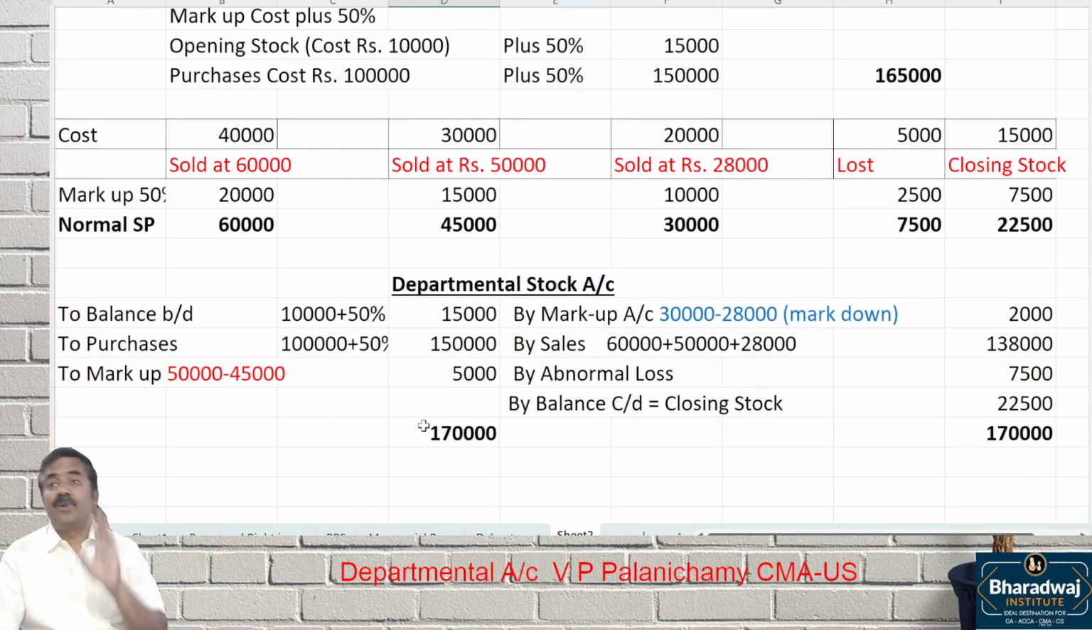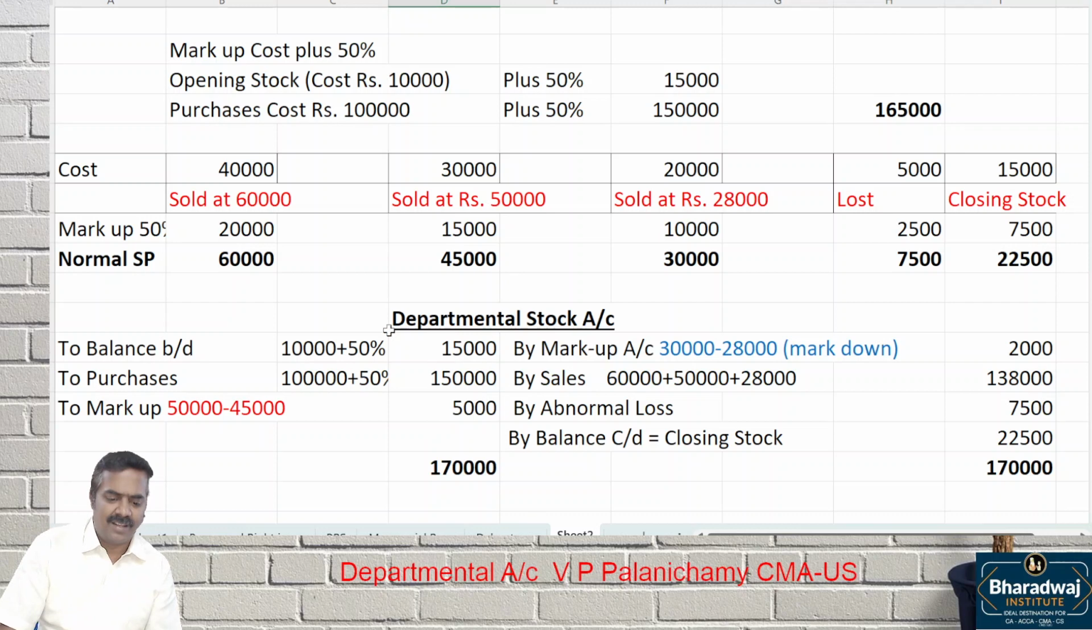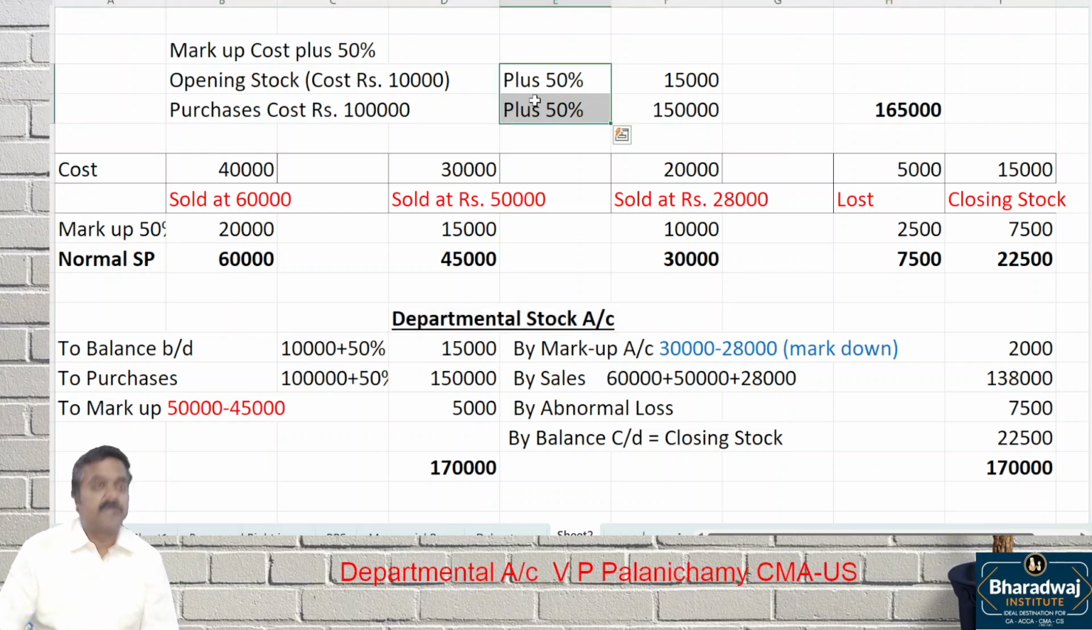Like this, don't try to verify in the exam question, because markup, markdown, sometimes that may not be in exact percentages. There may be abnormal loss during the year. Stock held may be marked down, stock held may be marked up, like that they may give you information. This is just to make you understand that departmental stock is maintained at what price? Invoice price. What is the reason? We want the departmental managers to maintain the selling price, to maintain cost plus 50%.